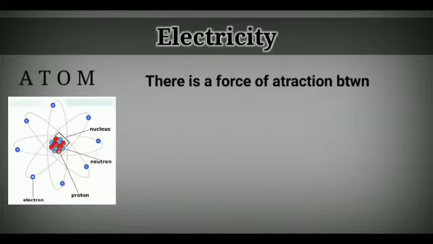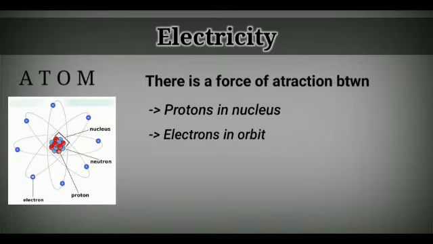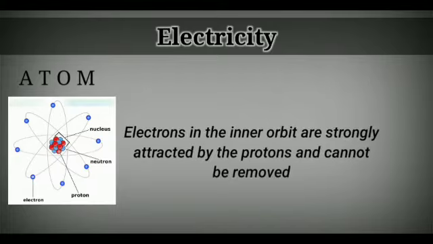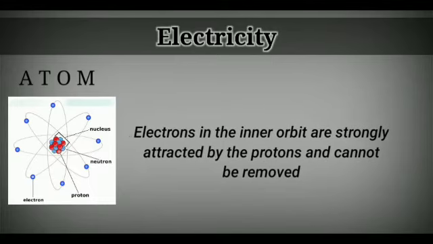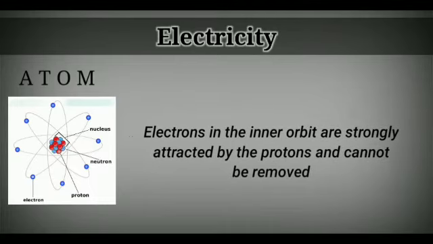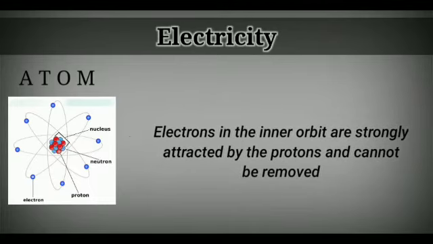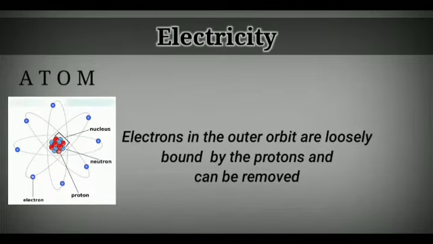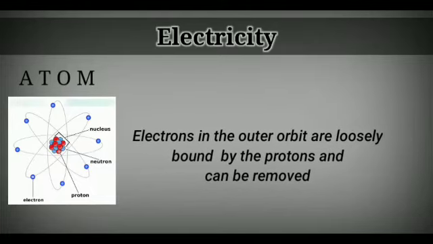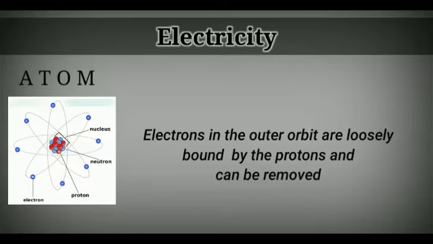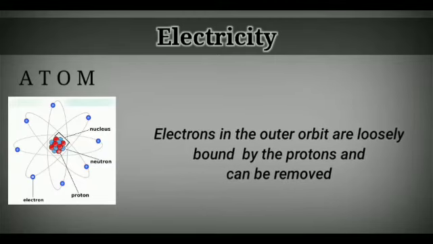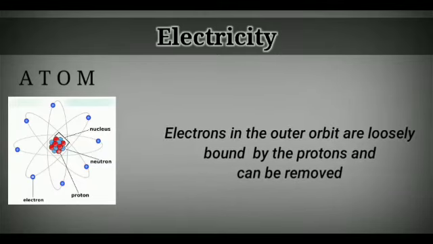There is a force of attraction between the protons in the nucleus and the electrons in the orbit. Electrons in the inner orbits are strongly attracted by the protons and they cannot be removed from the atom. But the electrons in the outermost orbits are loosely bound and they can be removed easily.